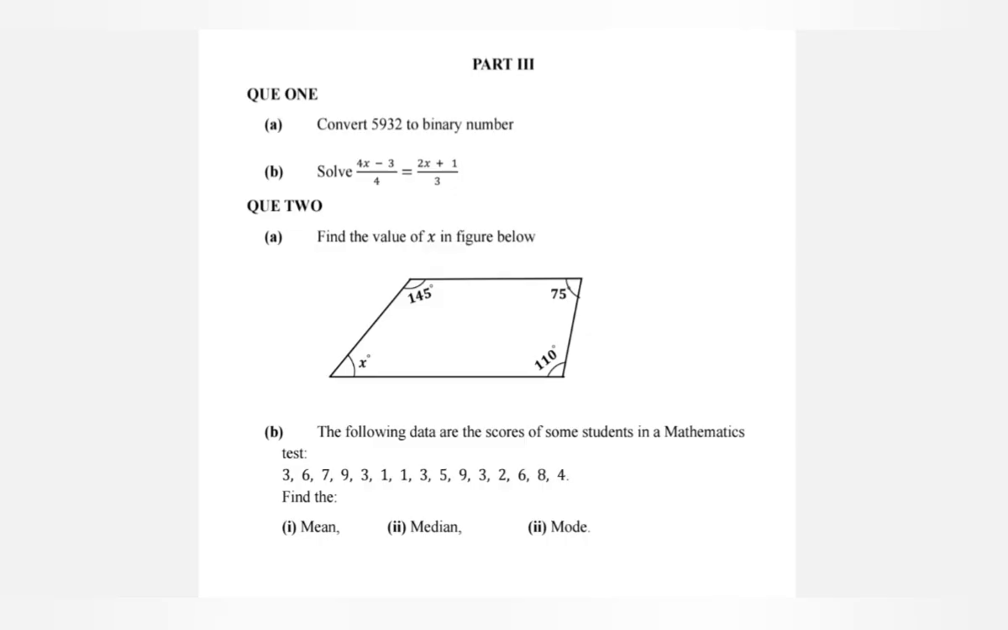For the Year 9 student, the JSS 3 student. This is the third paper, the theoretical part of it. Question 1, question 2. Under 1 we have A and B. Also under 2 we have A and B.